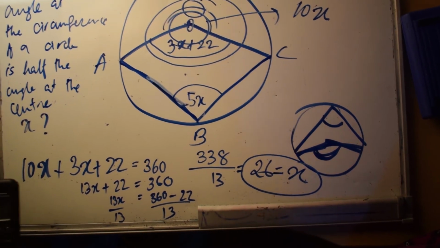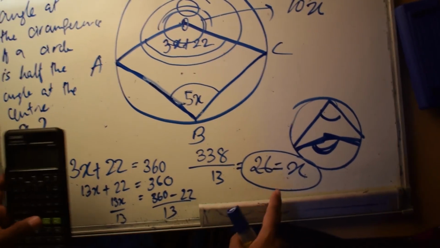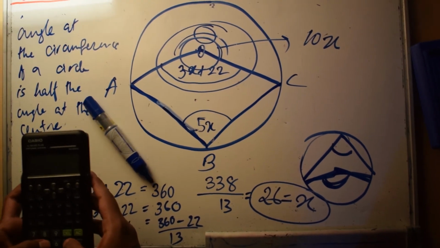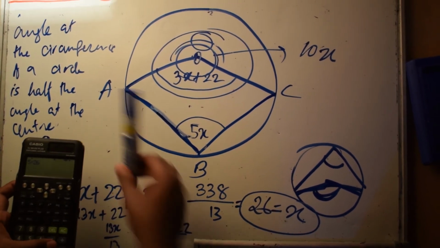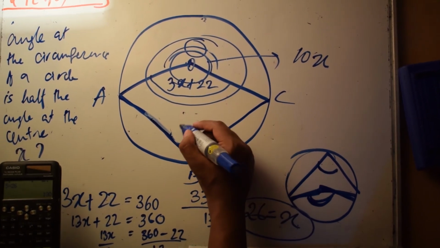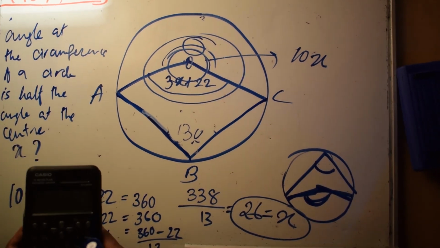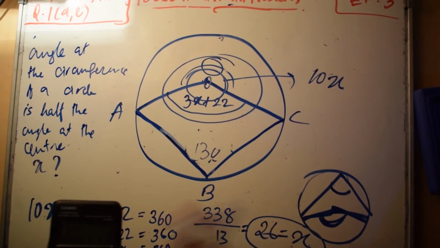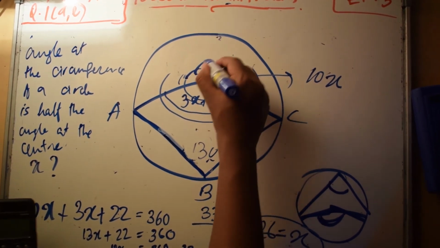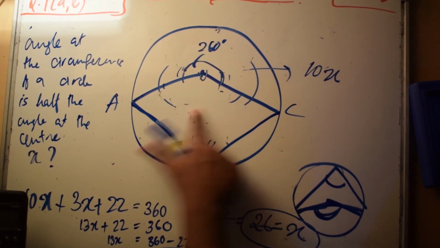Now how do we prove that x equals 26? This is where it comes in. If you're not sure that x equals 26, you can prove it. So 5 times 26, we plug into the equation. So we get this value as 130, and we know that this is the other side. So 10 times 26 is 260. So this one is going to be 260 degrees.